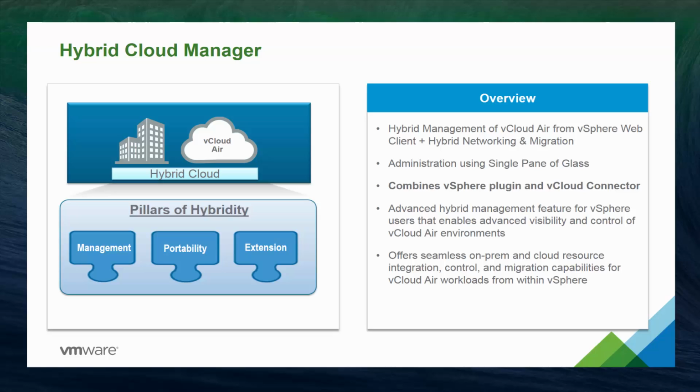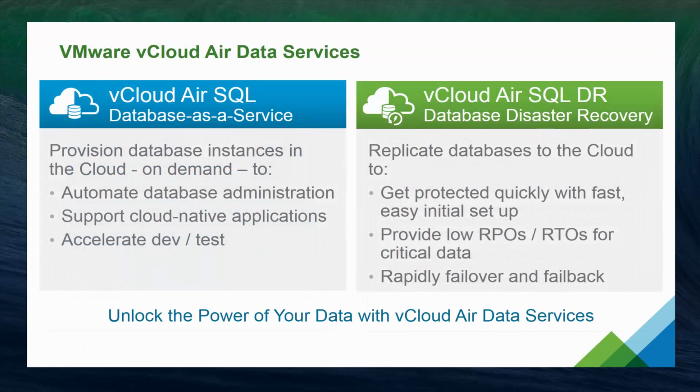The new Hybrid Cloud Manager offers vSphere users a seamless option for extending their on-premise data center to vCloud Air. It's a single point of administration for vCloud Air workloads that offers hybrid networking and bidirectional workflow migration capabilities, simplifying on and off-premise resource integration and management of your workloads. Hybrid Cloud Manager is free to download, and there are two bundled packages for the enhanced migration and network extension features. These bundled packages will be the solution for the subscription services, which are vCloud Air SQL and SQL DR, and vCloud Air Object Storage.